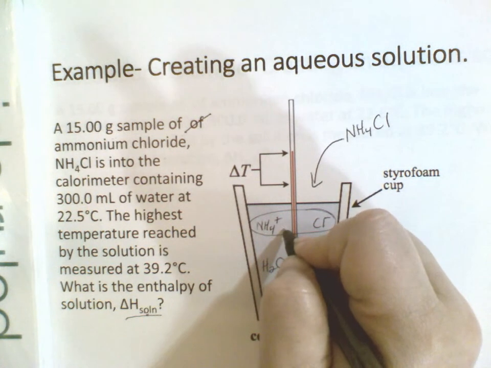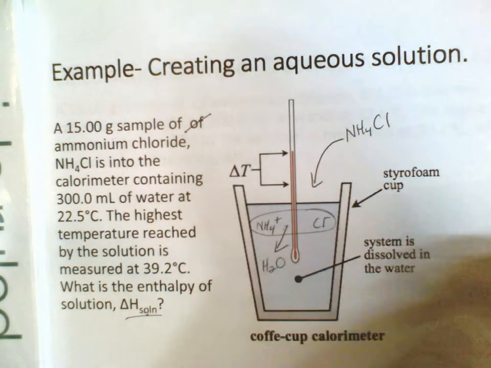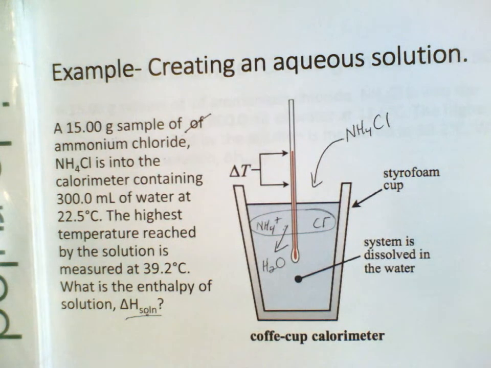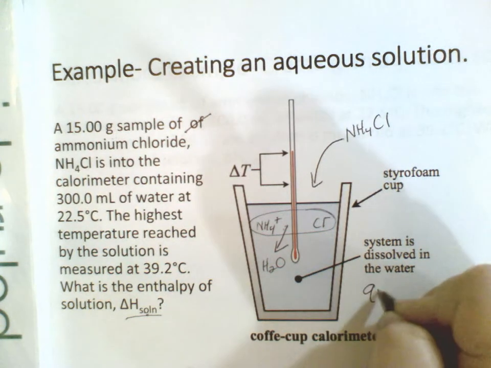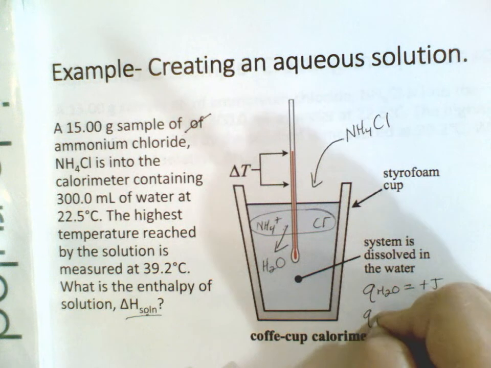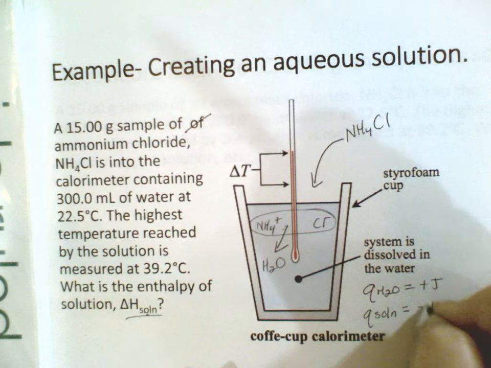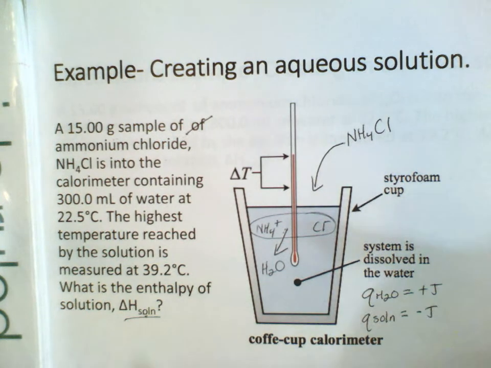Since the temperature of the solution is increasing, our energy would be going to the water, so it would be exothermic. So our Q of our water would be a positive value, and the Q of the solution, since we're making a solution, would be a negative value. So let's take a look at how we calculate this last one.